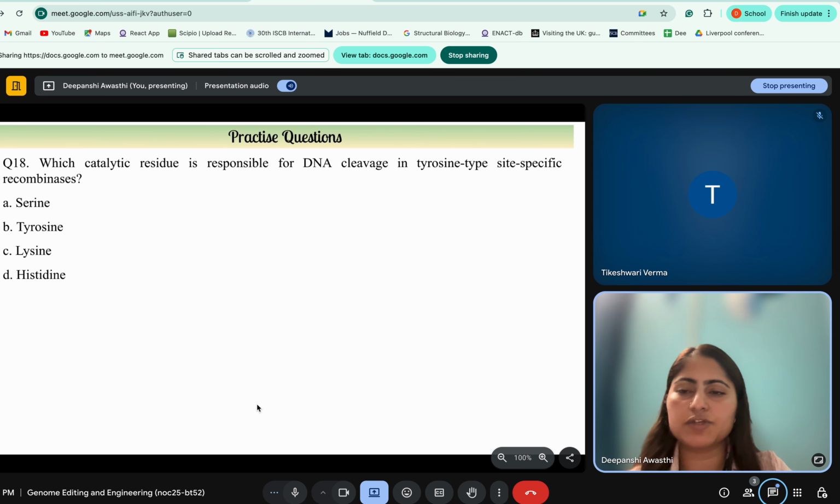Now let's see the next question. So next question is, which catalytic residue is responsible for DNA cleavage in tyrosine type site-specific recombinases? Option A serine, option B tyrosine, option C lysine, and option D is histidine.